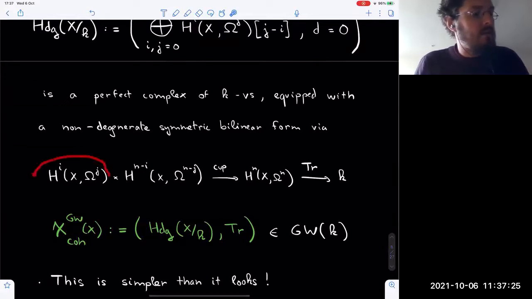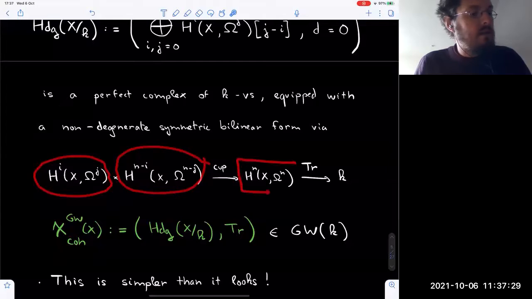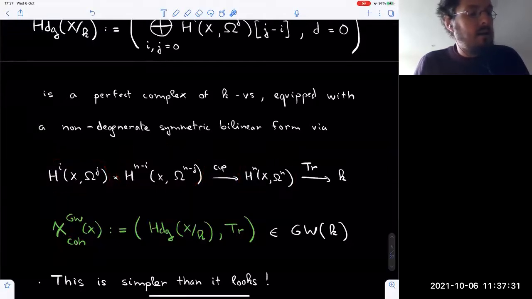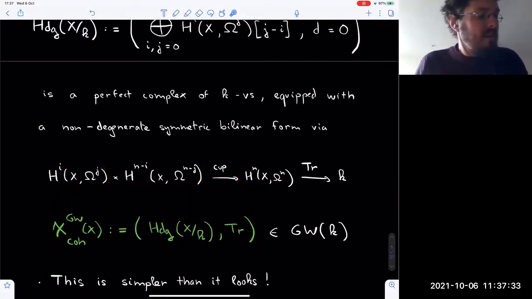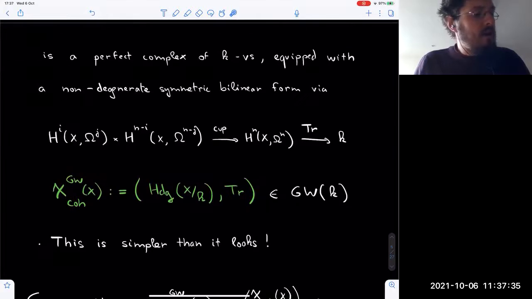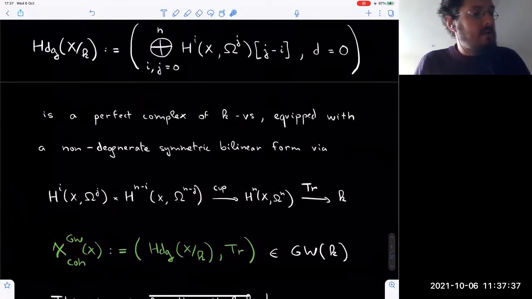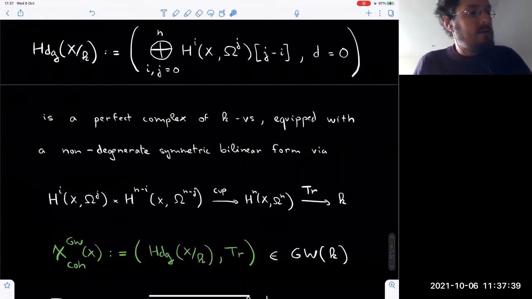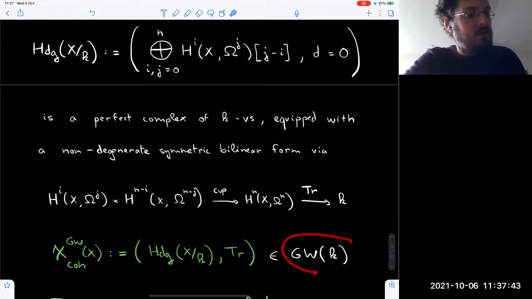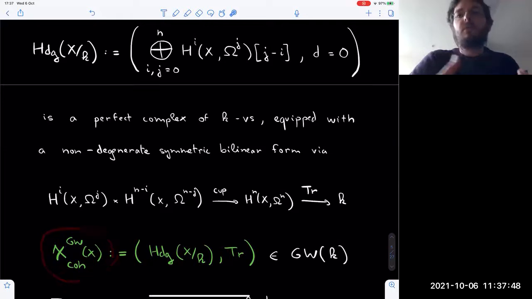So we take the cup product from this group to this group. We land in this H^n of Omega^n, and then we use the trace map. And the class of this perfect complex with this non-degenerate symmetric bilinear form in the Grothendieck-Witt group is a quadratic refinement of the classical coherent Euler characteristic.